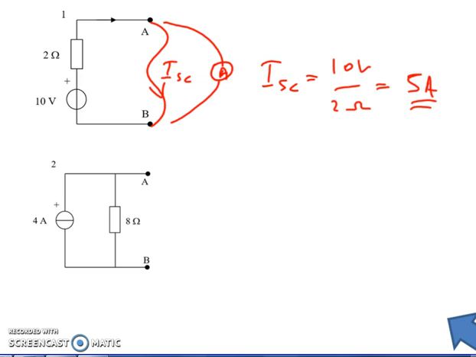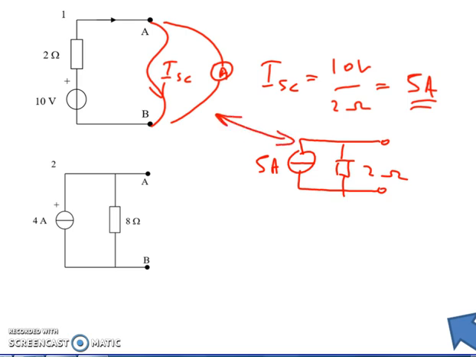The internal resistance is of course the same. So my new circuit will have a 5 amp generator and the same resistance, a 2 ohm internal resistance. And that will replace the original circuit and act in the same way, producing the same current in the same load.